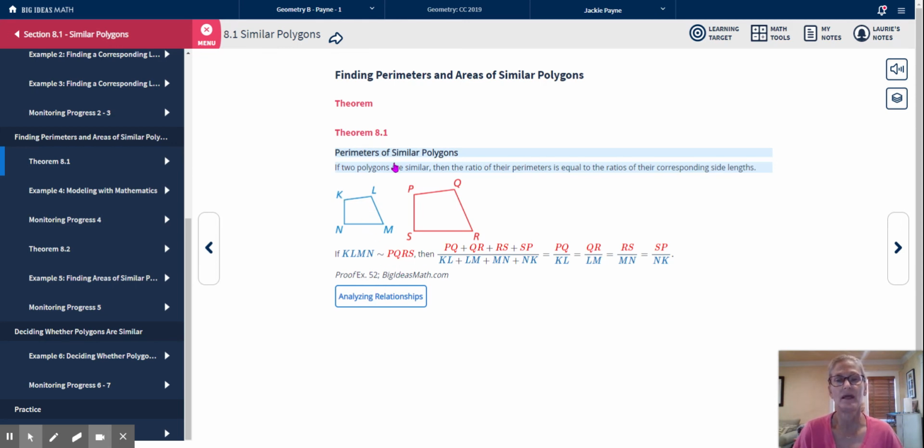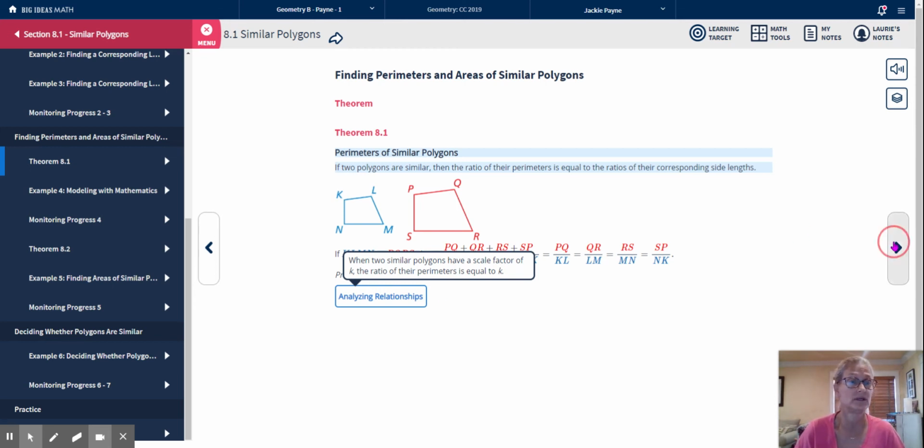If KLMN is similar to PQRS, then if you add all those four sides together, it's equal to those ratios of each side. If you analyze it, when two similar polygons have a scale factor of k, then the ratio of their perimeters is also equal to k. Here's an example.